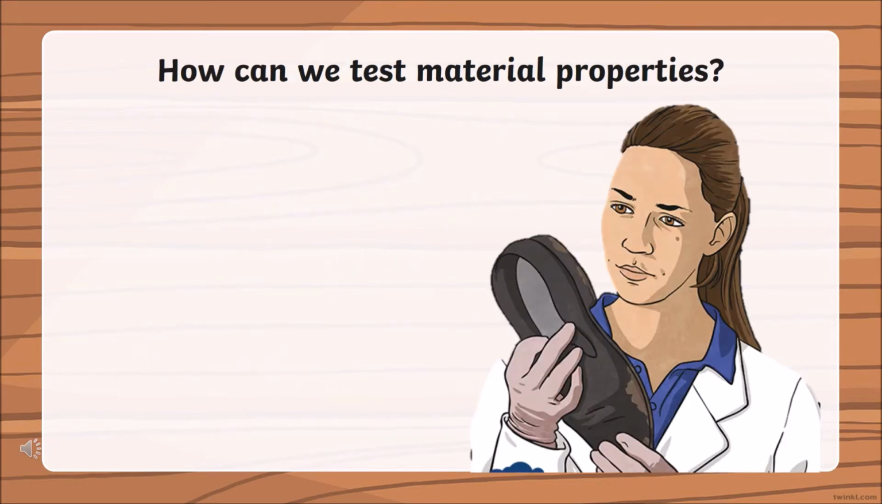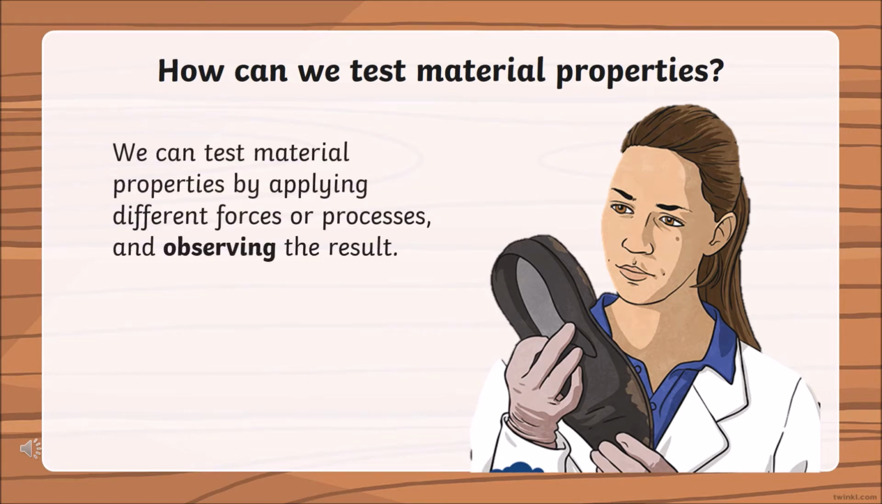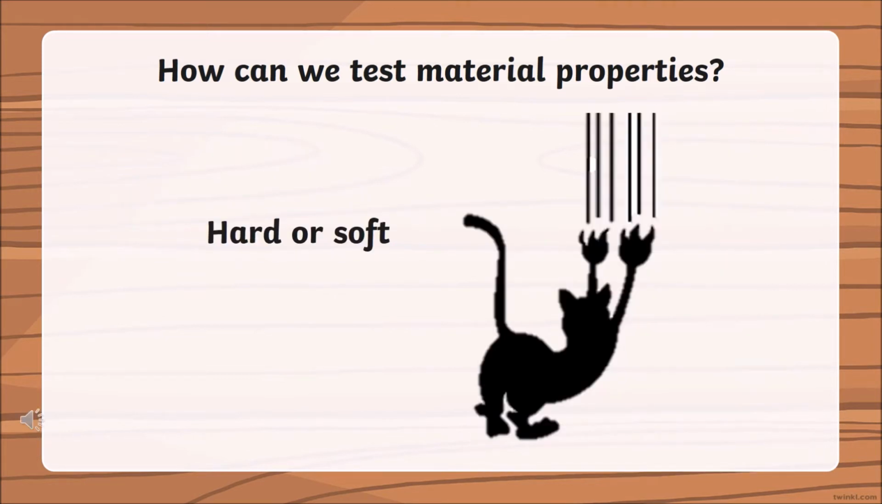Sometimes we need to test a material to make sure it's suitable for the use that we want to use it for. We can test the material properties by applying different forces or processes and observing the results. How do we test these material properties? What about hard or soft? We can try to scratch it.